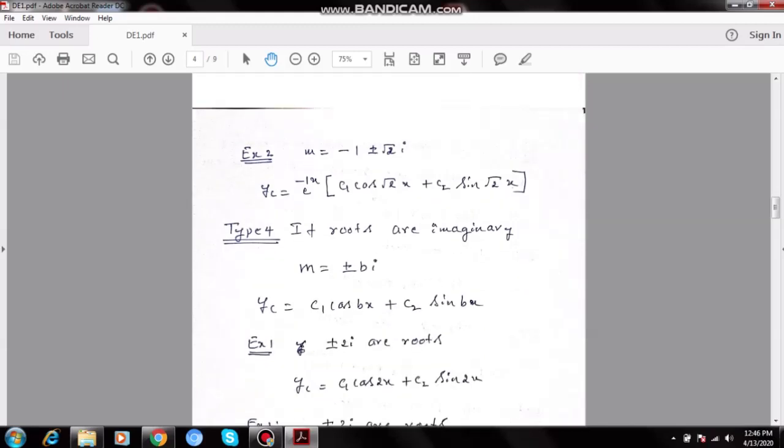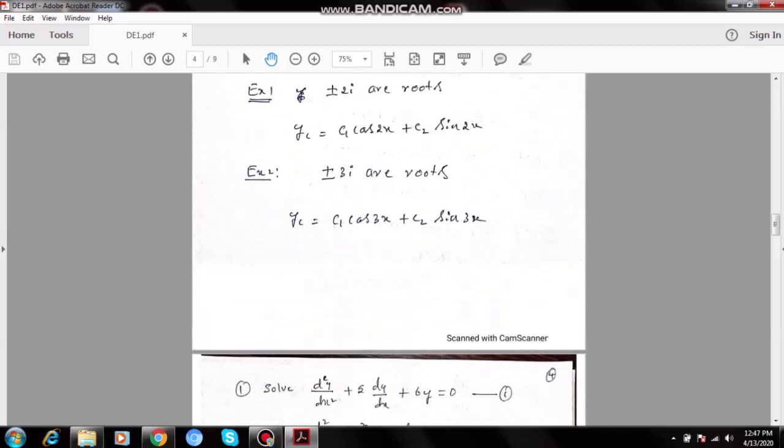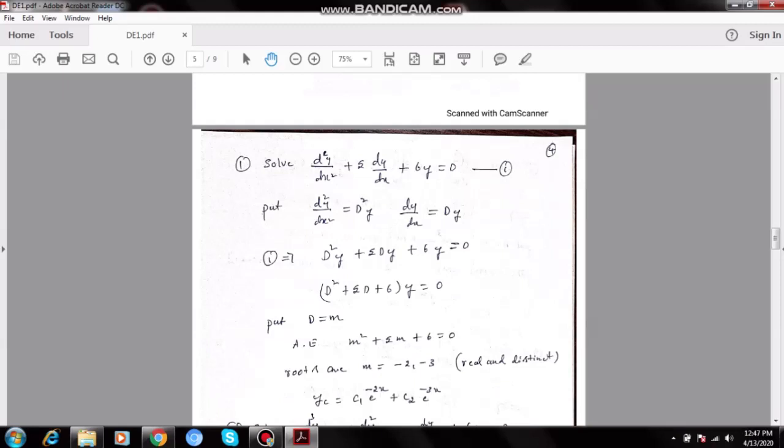The fourth type will be if the roots are purely imaginary. If there is no real part, then the complementary function will be c1 cos bx plus c2 sin bx. So for example, if plus or minus 2i are the roots, that is 2 is called b. So we'll write the complementary function as c1 cos 2x plus c2 sin 2x. And if plus or minus 3i are the roots, then it will be c1 cos 3x plus c2 sin 3x. So I'll take up this using an example.